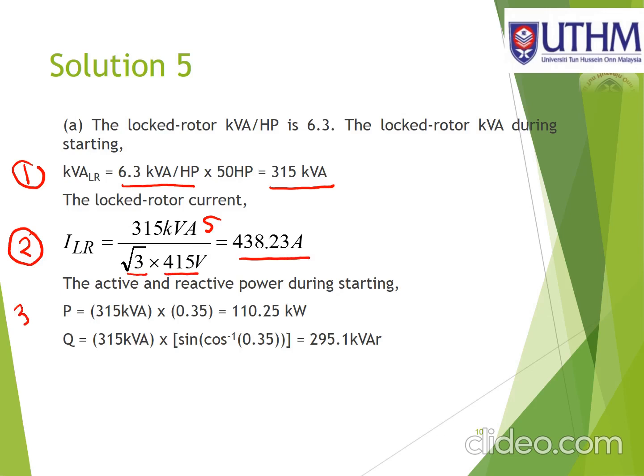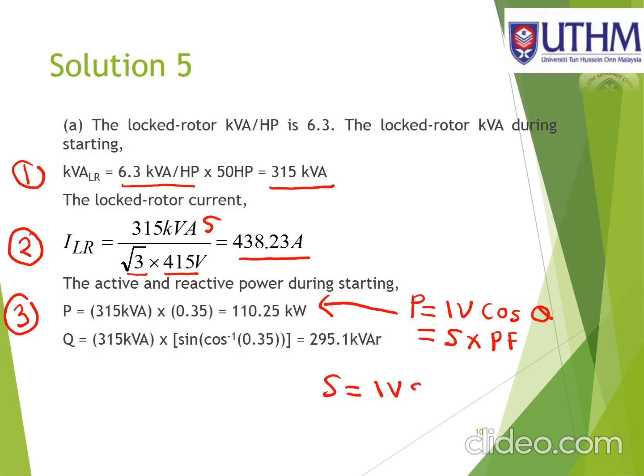And third step, we have to find P and Q. P is equal to IV cos theta, as we know, so it's equal to S times the power factor. So we get this value. Q is equal to IV sin theta, which is equal to S times sin theta. So we get this value.